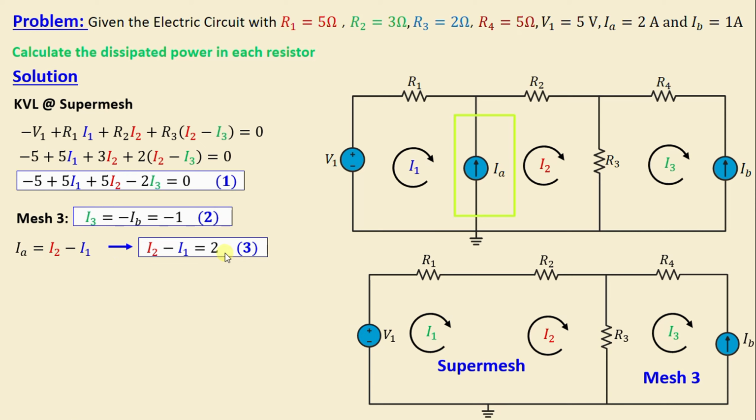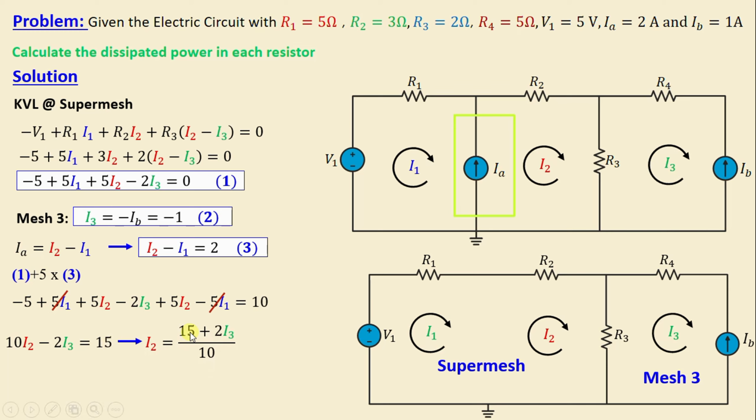Then we obtain now 3 equations. We only need to solve these equations to find the values of the currents I1, I2, and I3. Let's start first with equation 1 plus 5 multiplying equation 3. Then we obtain negative 5 plus 5 I1 plus 5 I2 minus 2 I3 plus 5 I2 minus 5 I1 is equal to 10. We have here 5 I1 and negative 5 I1, they cancel each other. Then we obtain finally 10 I2 minus 2 I3 is equal to 15.